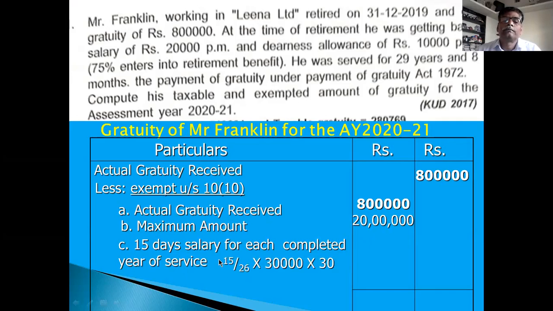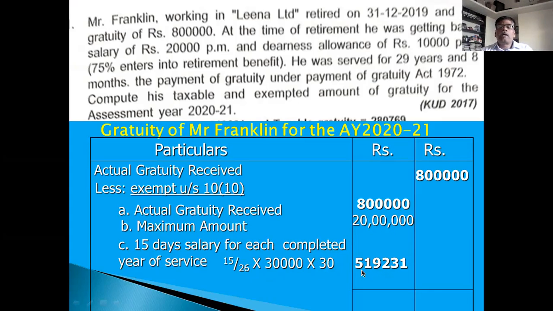So I'll calculate. Salary is 20,000 plus 10,000, 30,000 per month. Per month 30,000 and 15 divided by 26 you have to take. 15 divided by 26 into monthly salary into completed year of service. Number of years served: 29 years plus 8 months is nothing but 30 years. So its answer is 5,19,231. 5,19,231 is the answer.